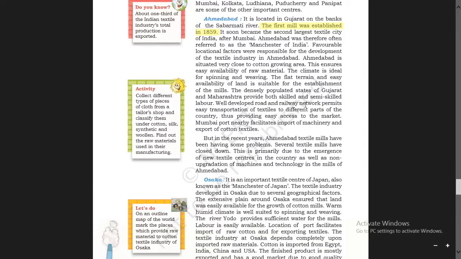Well-developed road and railway network permits easy transportation of textiles to different parts of the country, thus providing easy access to the market. Mumbai port, nearby facilities, import of machinery, and export of cotton textiles. See, these are the factors which made it suitable for the location of this industry here in Ahmedabad.